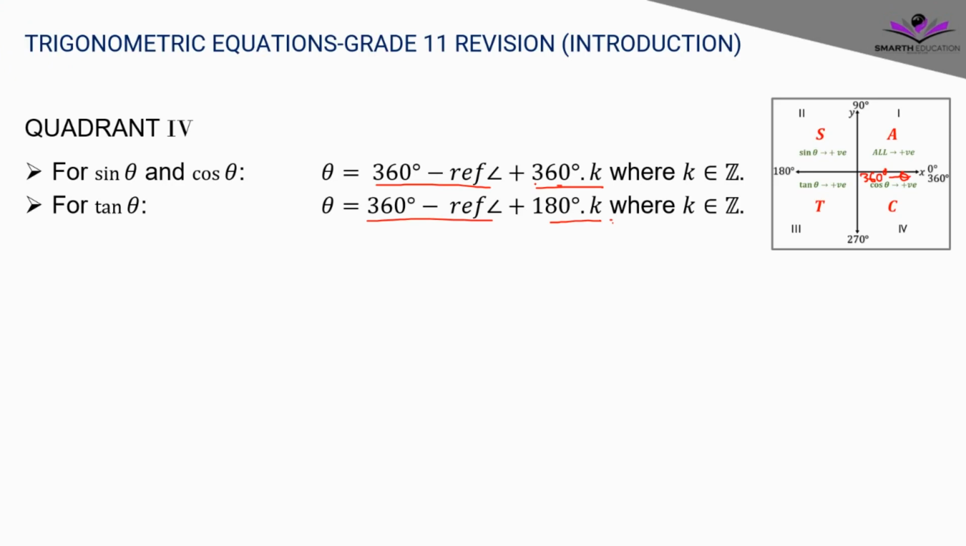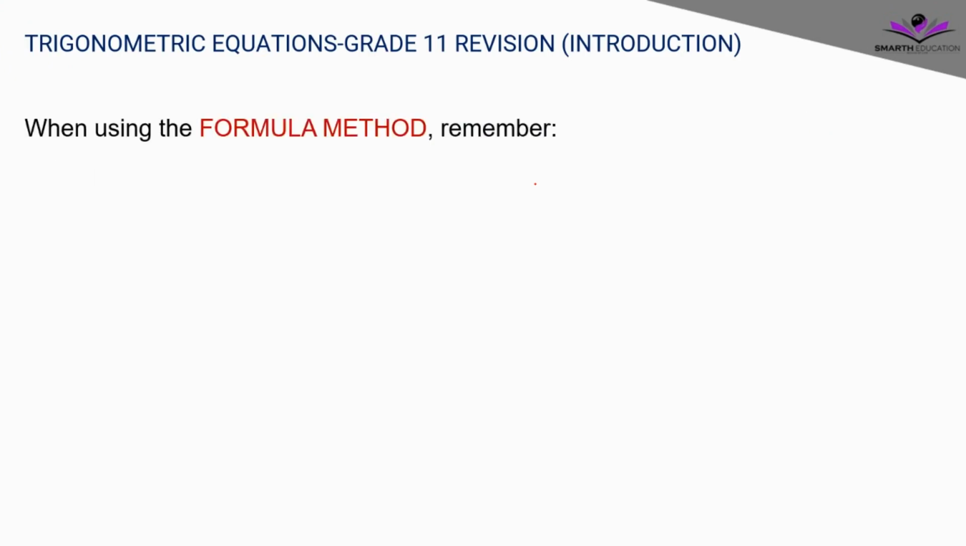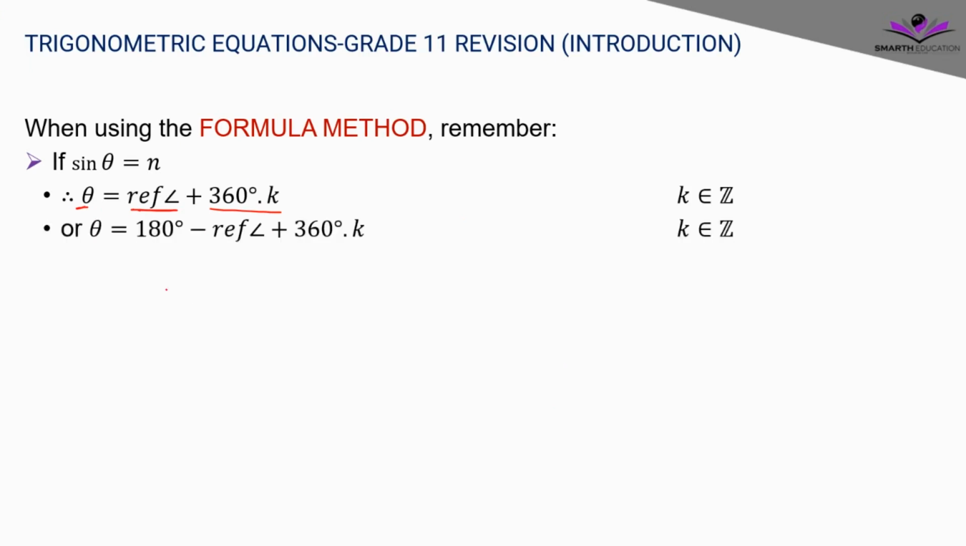Let's look at the formula method. When using the formula method, just remember this. We did this in grade 11. So for sine theta is equal to n, remember that theta will be equal to your reference angle plus 360 times k, where k is an integer, or theta is equal to 180 minus reference angle plus 360 times k, where k is an integer. That is for sine theta.